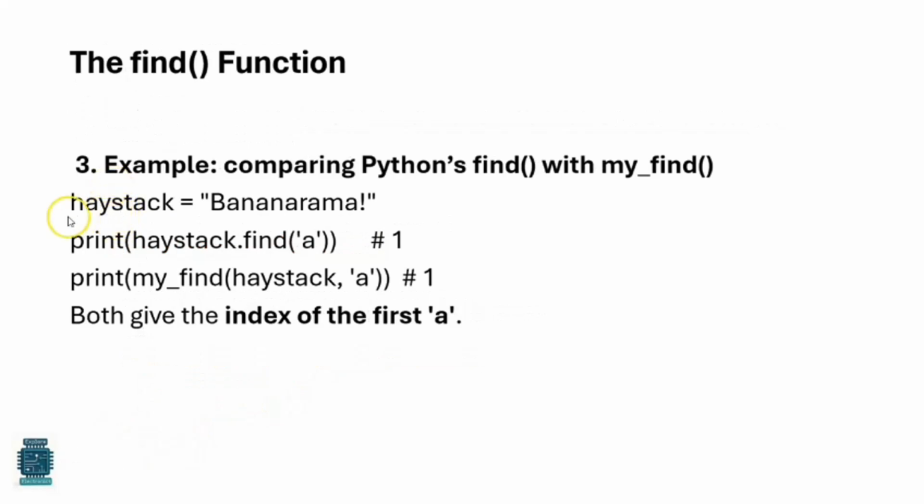Let us see one more example, that is haystack is equal to banana rama. I have taken banana rama. Print haystack.find('a'). I have told you first occurrence, which means it will find A after B in banana. That's why it will return the index as 1. And print my_find(haystack, 'a'). It will check the A in the haystack. Here also the first index, that's why it will return 1. Both give the index of the first A, because it finds the first occurrence of that string.